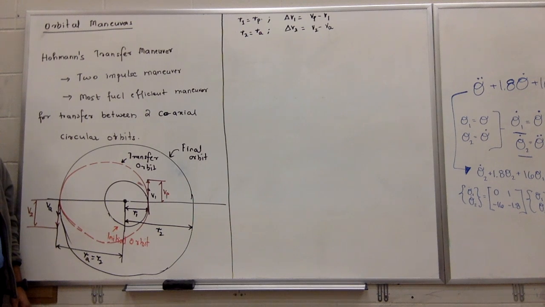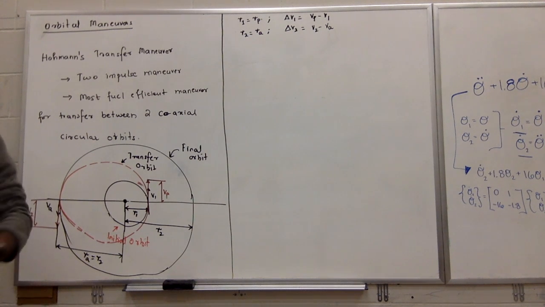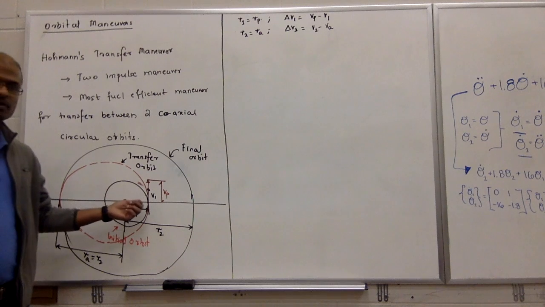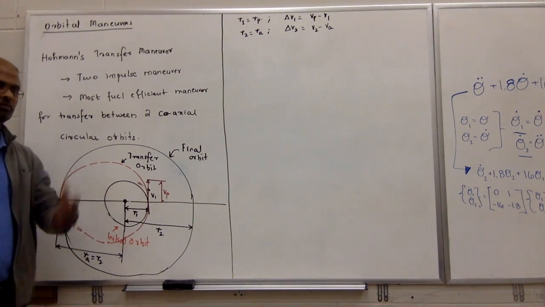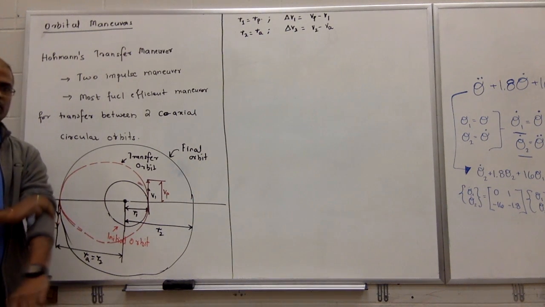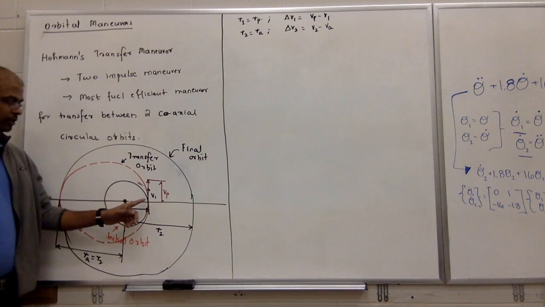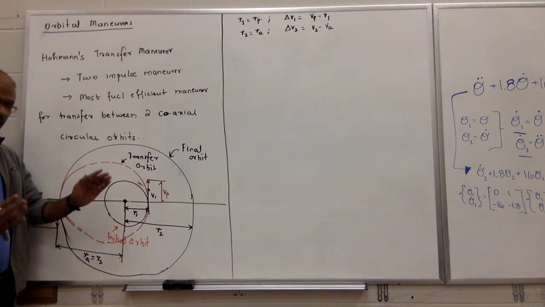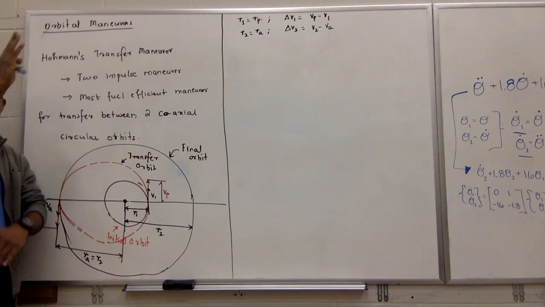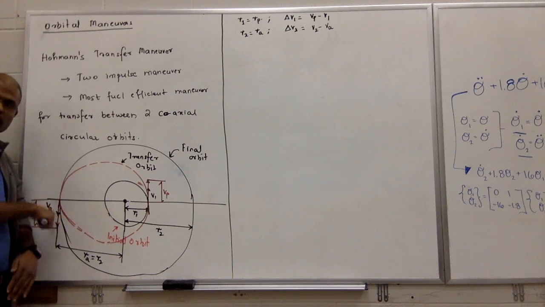A burn means firing the thrusters. I do a burn in the sense that I fire the thrusters, burning fuel. Here I'm doing a burn and the velocity is increased. Got it? Here again the velocity is increased.